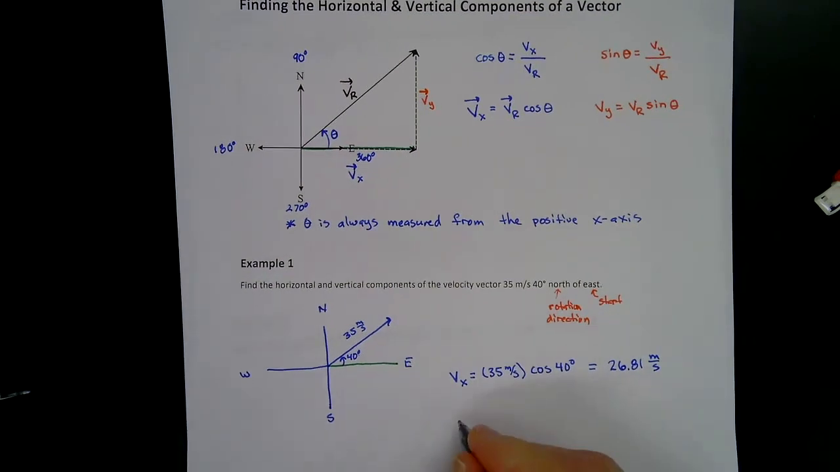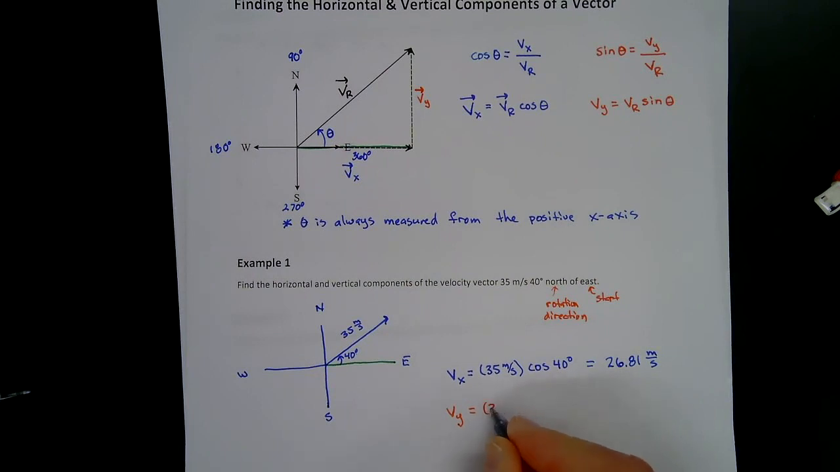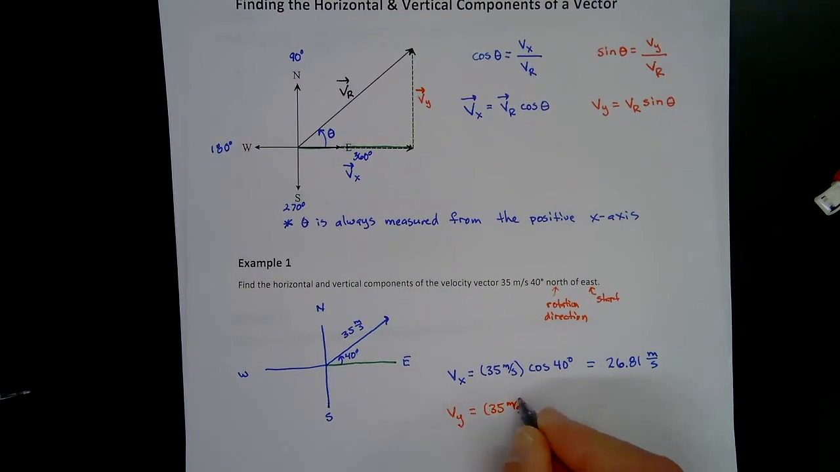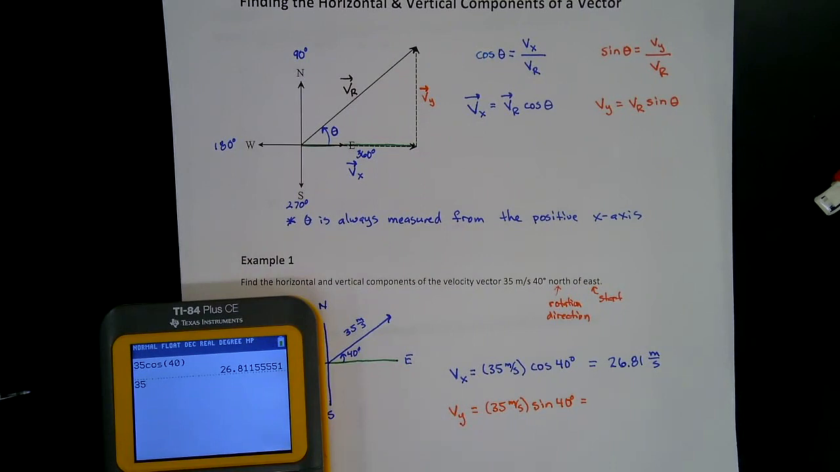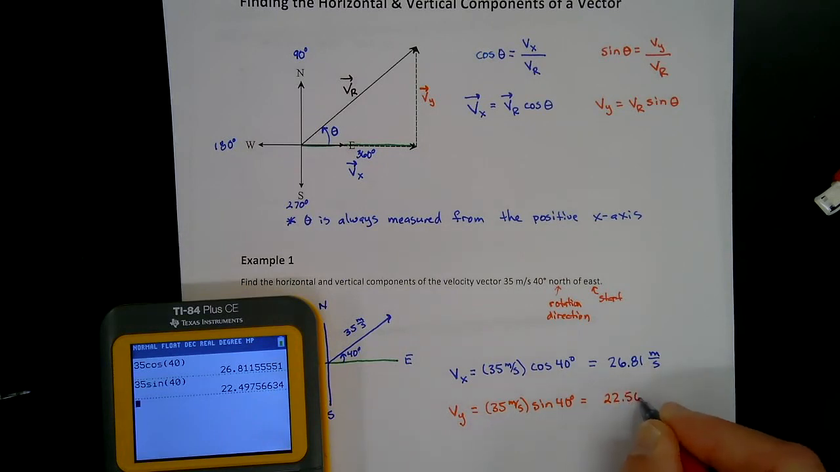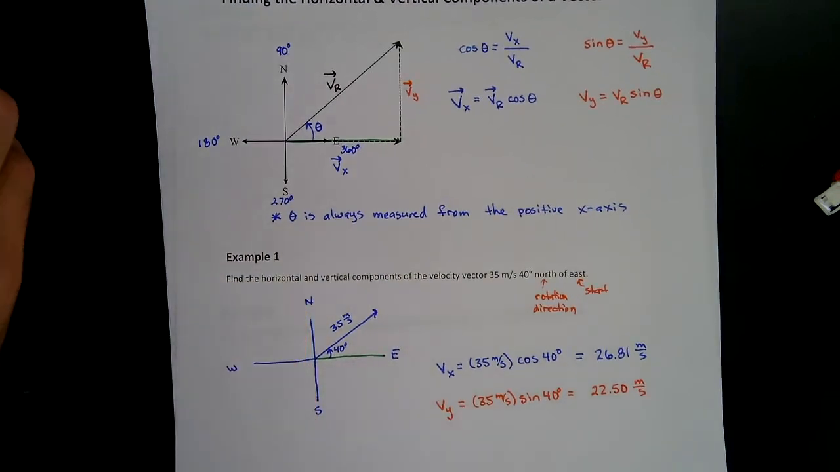Our vertical component, V sub y, is equal to 35 meters per second times sine of 40 degrees. So 35 sine 40 degrees is 22.49. Because it's a 7, that makes the 9 a 10, which makes the 4 a 5, so 22.50 meters per second. I'd be fine if you just wrote 22.5. But you've got to make sure you're in degree mode.